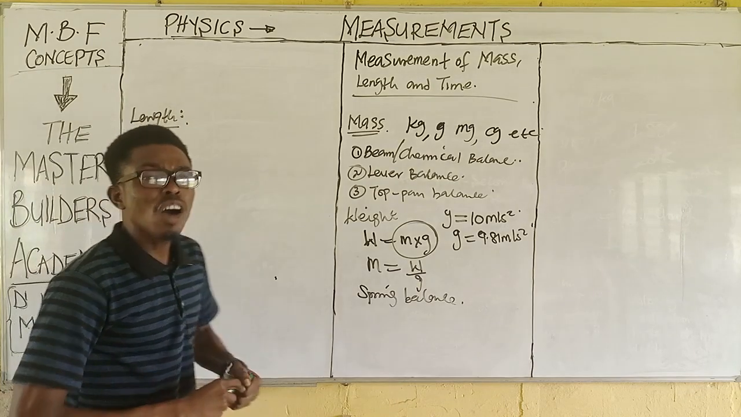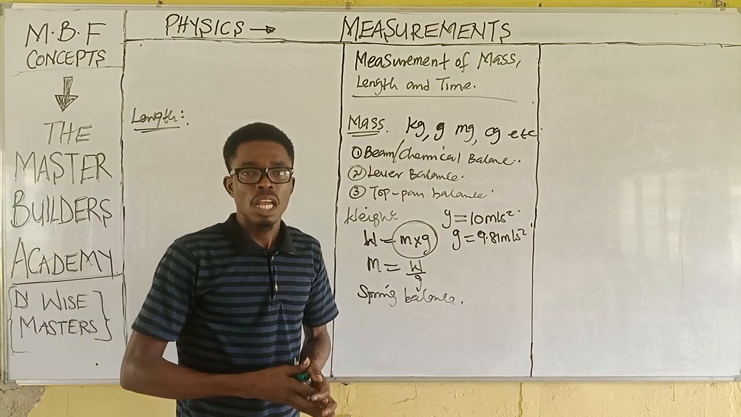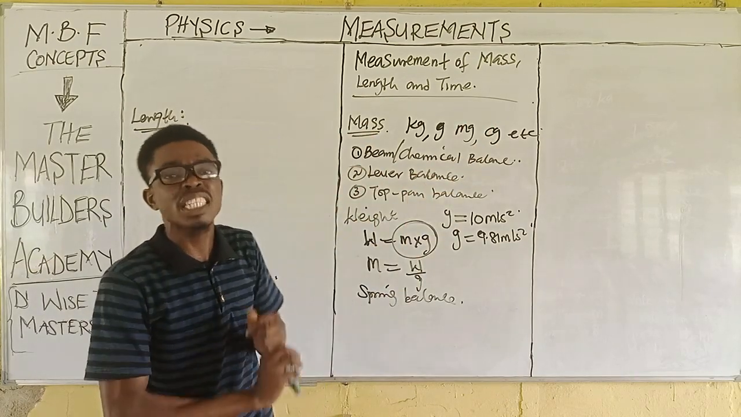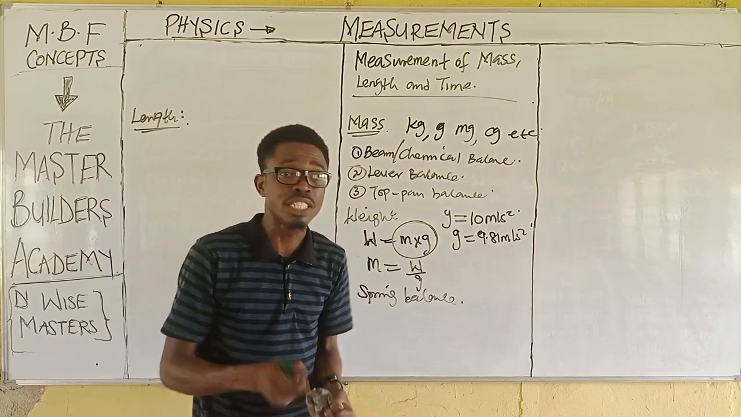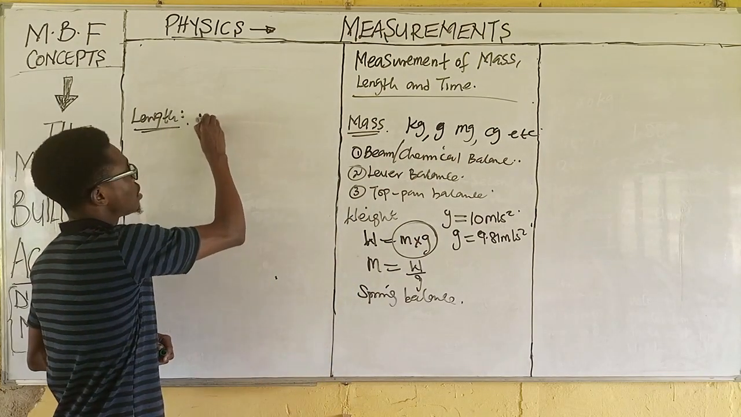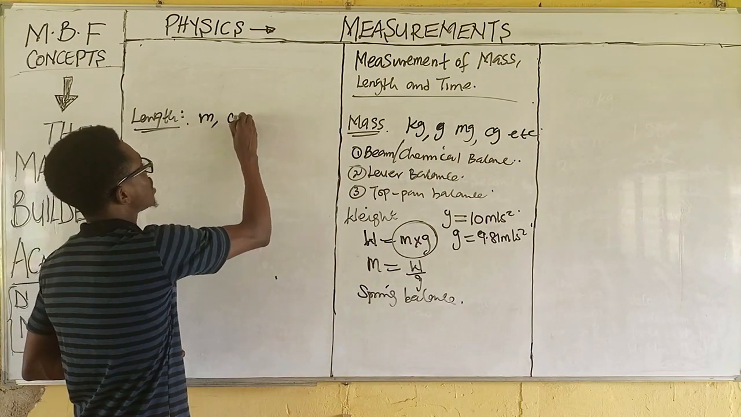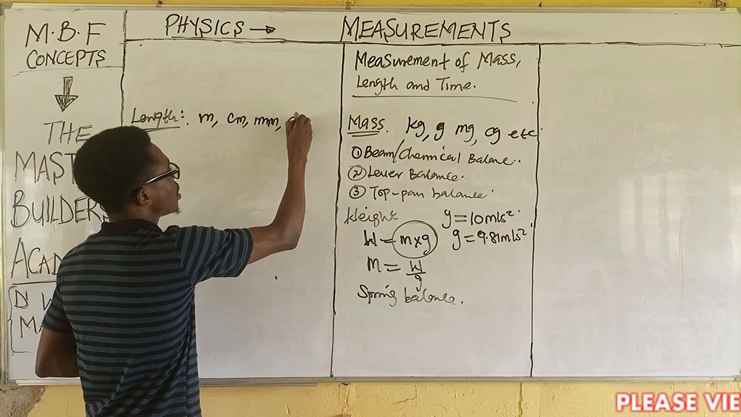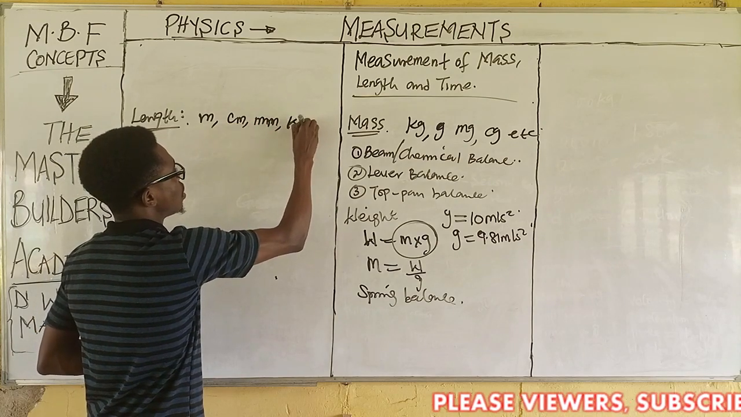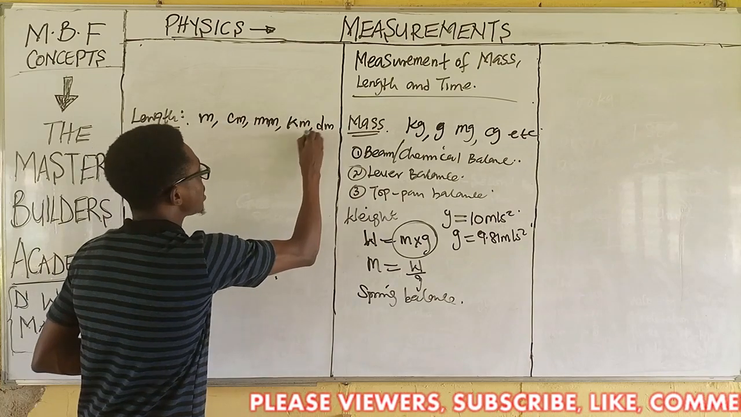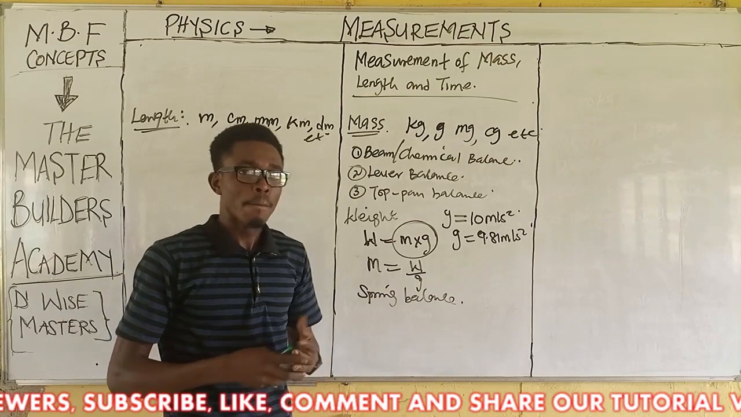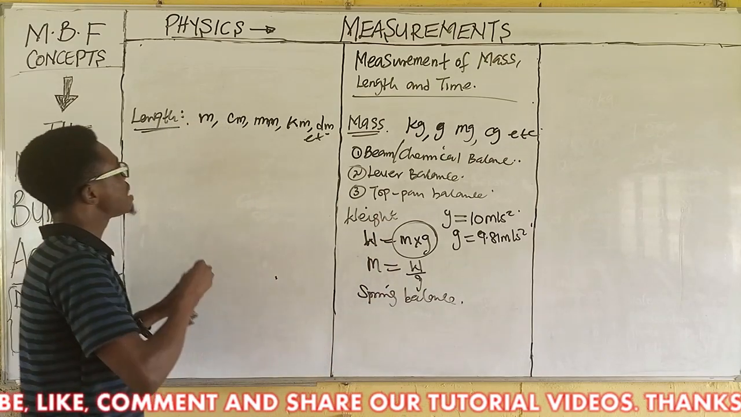Now guys, what is length? Length is also a fundamental physical quantity that has a fundamental unit called the meter. Are we there? And it has other units like centimeter, millimeter, kilometer, decimeter, etc. Just like that. These are the units of measurement of length. But generally in physics, it is the meter that is accepted.